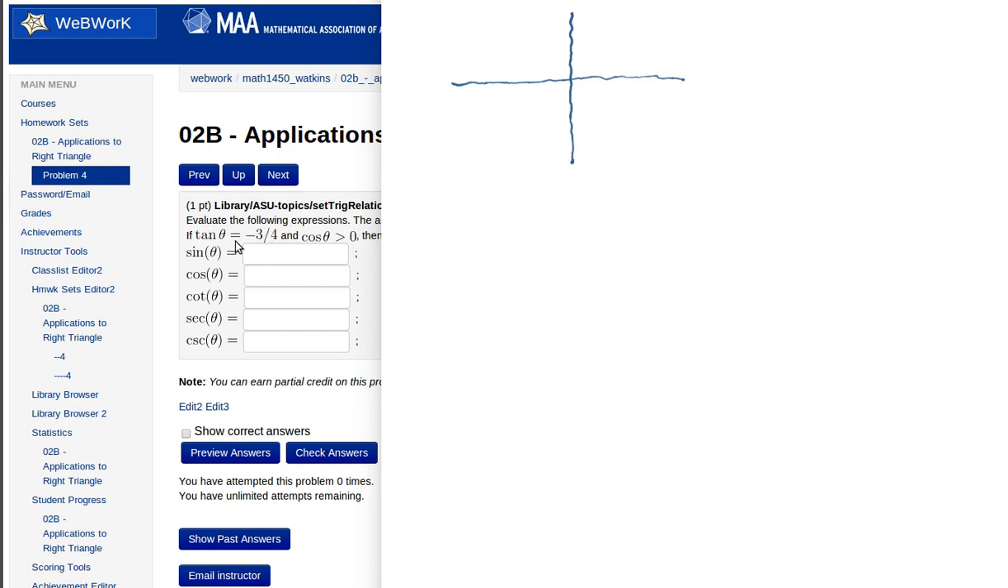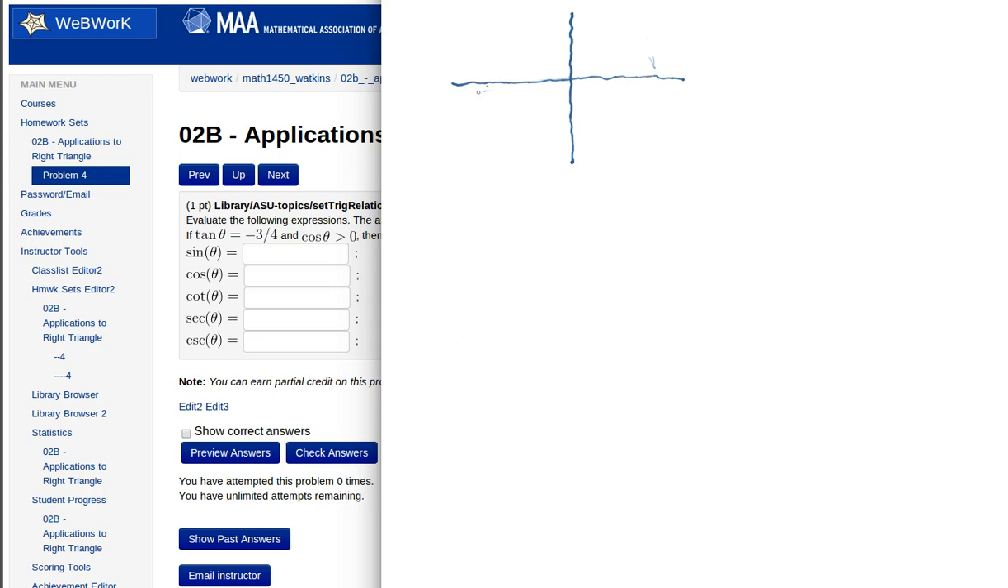So where could that be? Where could we have a negative 3/4? The tangent is the opposite over the adjacent. So a negative 3/4, any point in this first quadrant is going to be positive, so it's not going to work. But over here in the second quadrant, I could have a negative 4 on the adjacent and 3 up. So there's a possibility I could be over here in the second quadrant.